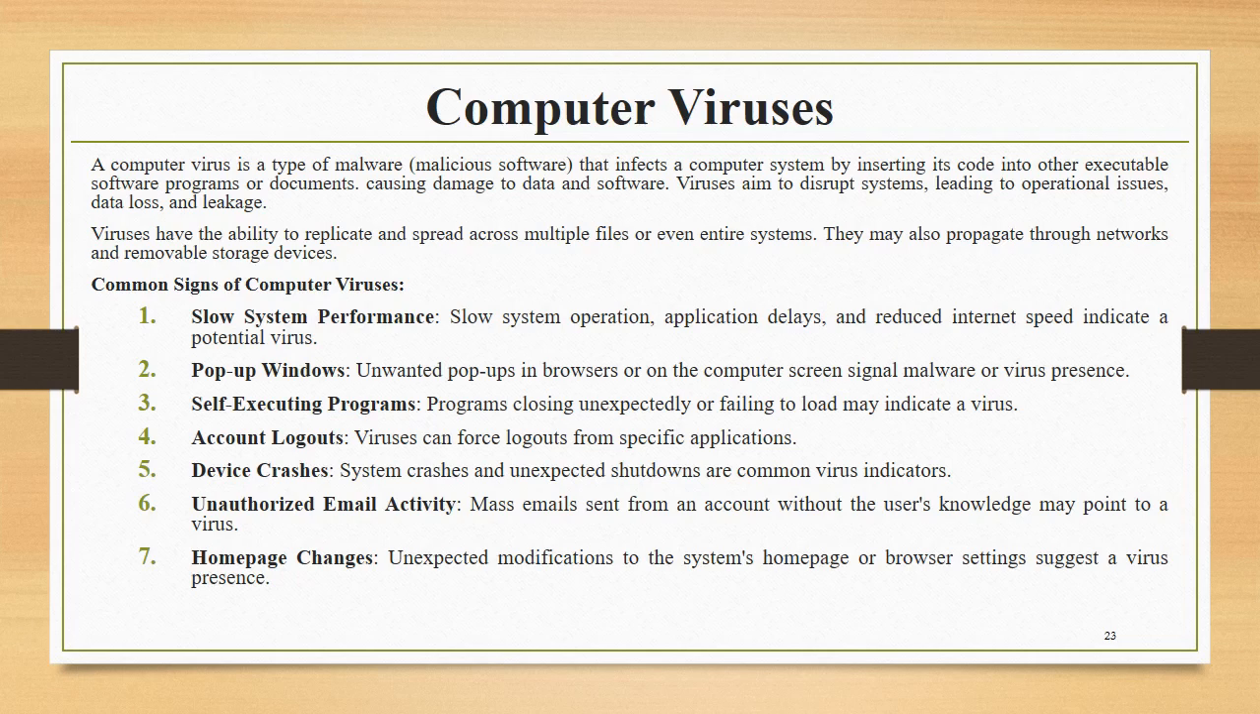5. Device crashes, system crashes and unexpected shutdowns are common virus indicators. 6. Unauthorized email activity, mass emails sent from an account without the user's knowledge may point to a virus. 7. Homepage changes, unexpected modifications to the system's homepage or browser settings suggest a virus presence.